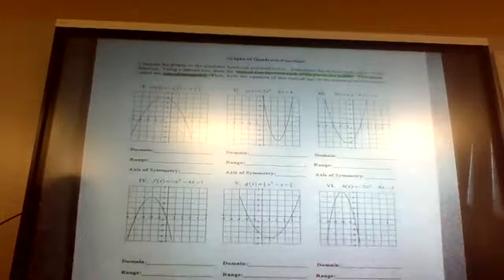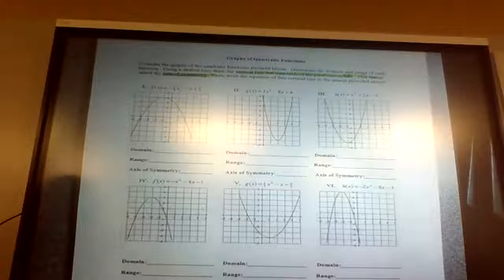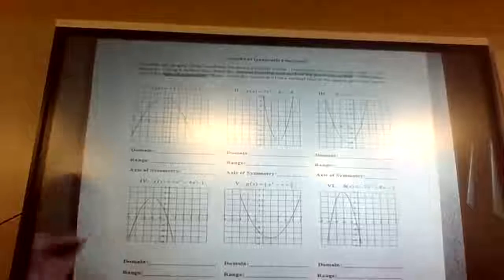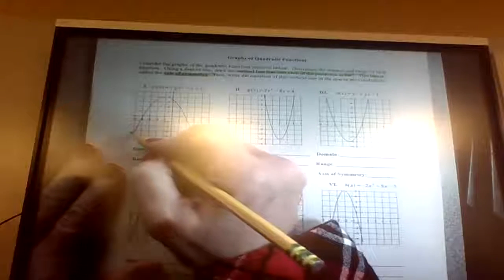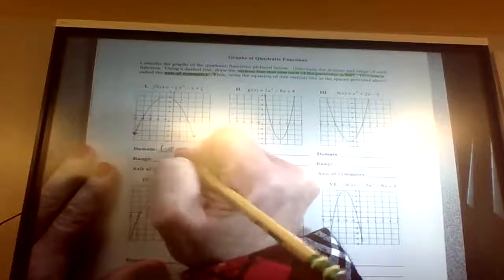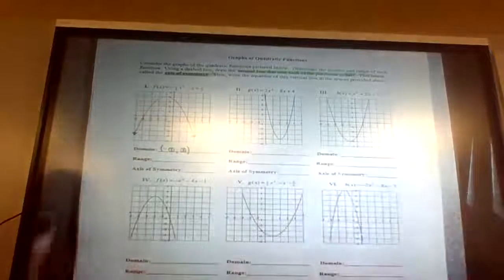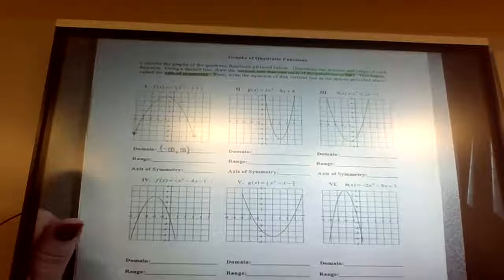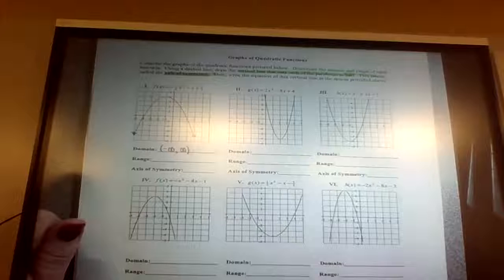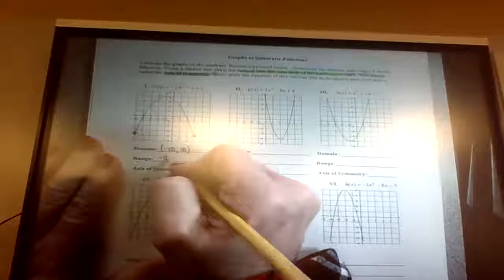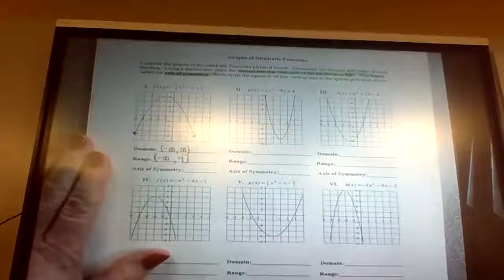So I'll do number 1 with you, and then I'm going to let you do the others on your own. What's the domain of number 1? This is a parabola that goes forever. Negative infinity to infinity. What's the range? Negative infinity to 4. Does it touch 4? Yes. Okay. What's the axis of symmetry? So we have to draw a dashed line right here. That's what cuts this in half.